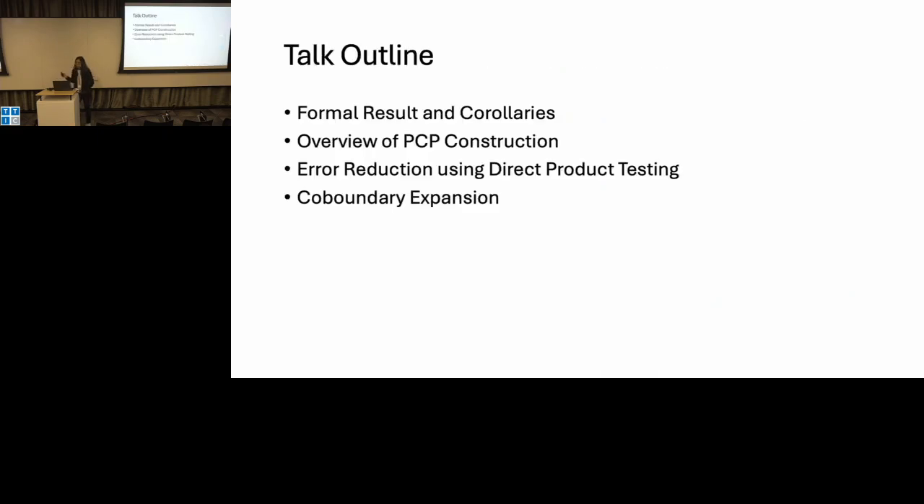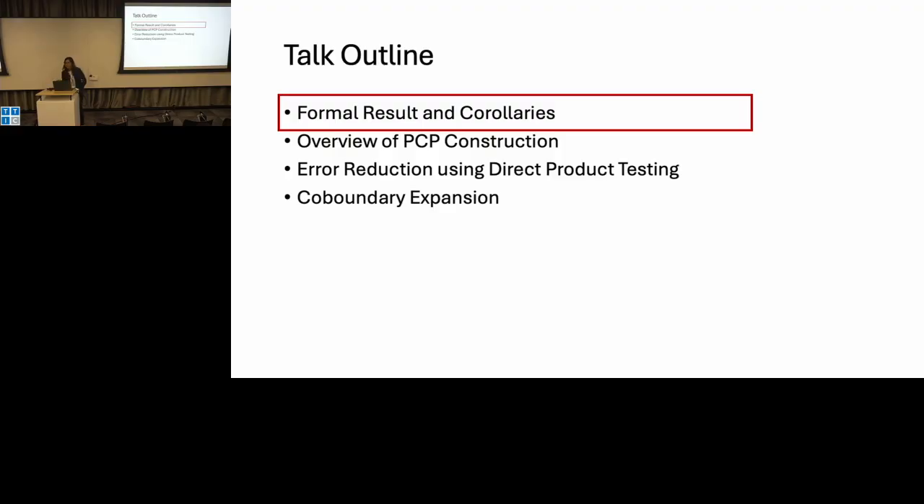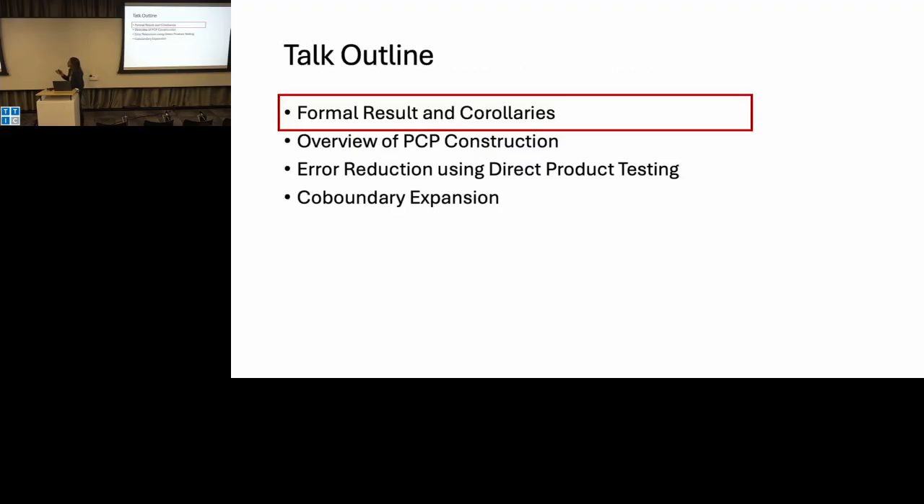So in the next part of the talk, this will be the brief outline. I will state our formal result and corollaries, and then I will give you an overview of our PCP construction, and finally I will tell you about one of the main components in this work, which was a result in property testing, a specific property called direct product testing, and the main ingredient in that property testing result.